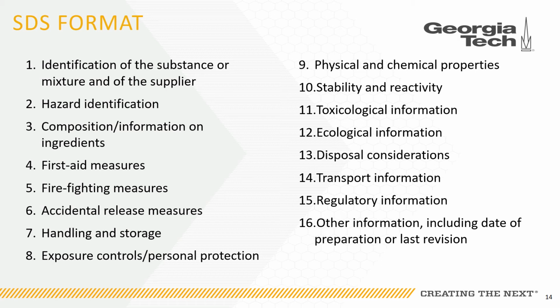A few of the ones that are most relevant to understand during your work in food plant sanitation are Section 1, Identification of the substance or mixture and of the supplier. Section 2, Hazard Identification, which will include the signal word and pictograms. Section 3, Composition and information on ingredients. Section 4, First aid measures. Section 8, Exposure controls and personal protection. And Section 10, Stability and reactivity.